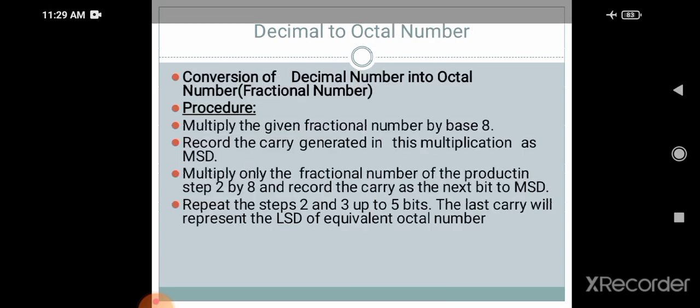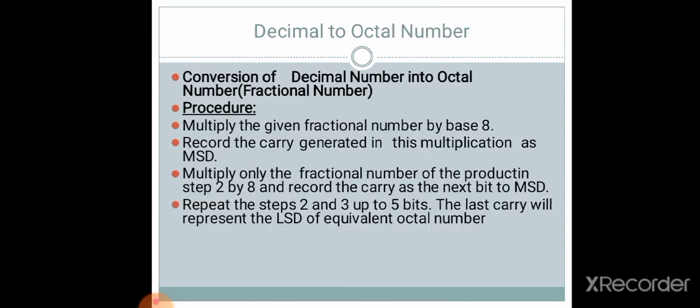Now next we'll see how to convert a decimal to an octal number, where the number will be a fractional number. So for a fractional number we'll always multiply with the base of the number system in which we are going to convert our decimal number. So we are going to convert the given number into the octal number system, right.